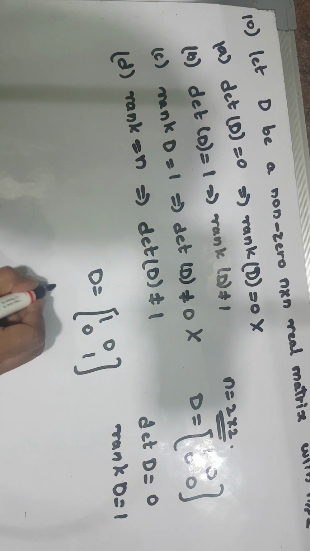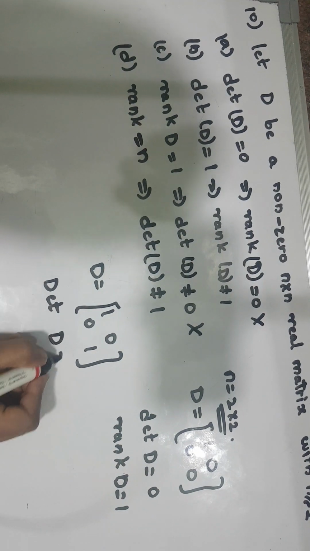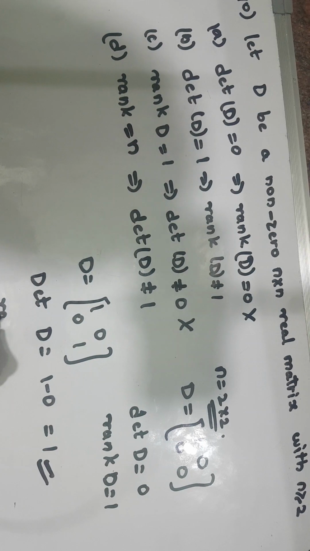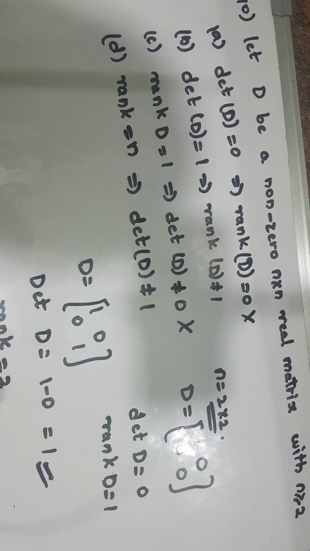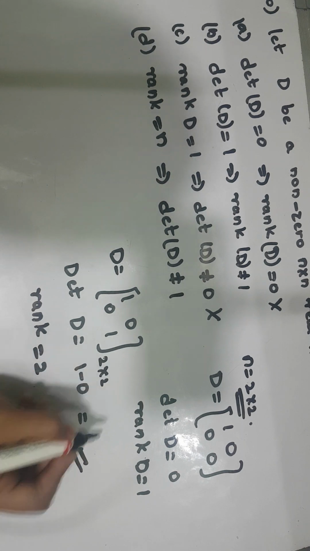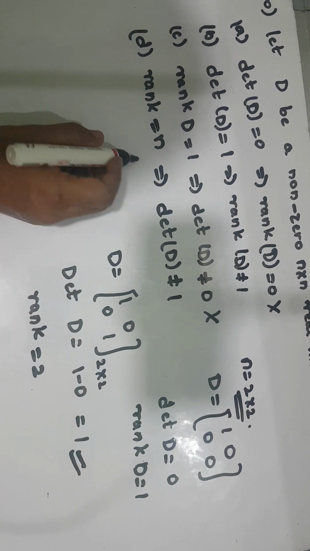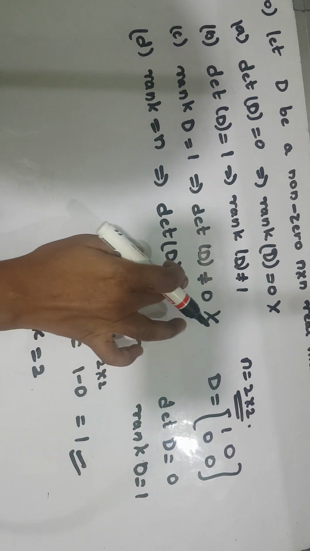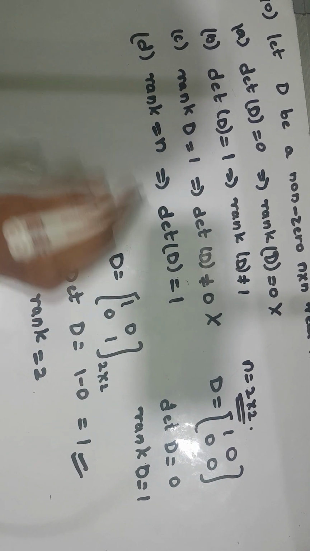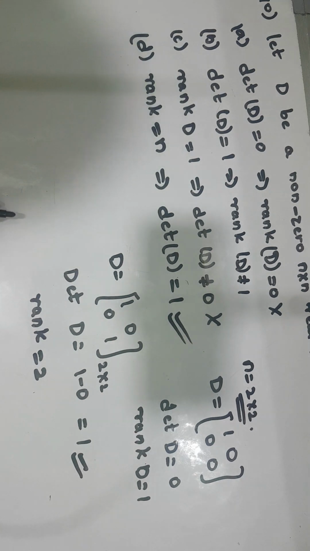So what is the value of det D? Det D is 1 minus 0, which is equal to 1. And what is the rank? The rank is 2. So the rank is 2 here, and we have taken a 2 cross 2 matrix, det D is equal to 1. So this is the value. Okay, now which is the last sum.